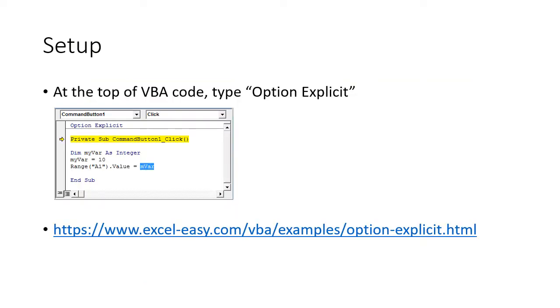One more note here before we get into the actual lab. One of the first things I'd like you to do once you open up a module to code is to type in the text Option Explicit, and this will force all of your variables to be explicitly declared. And you can go to the link on the bottom to read more about it. Basically, it will help you troubleshoot and prevent errors. So it's just a really good best practice to follow.